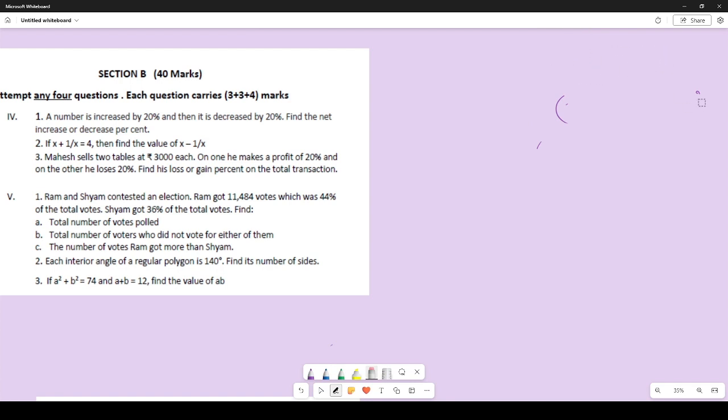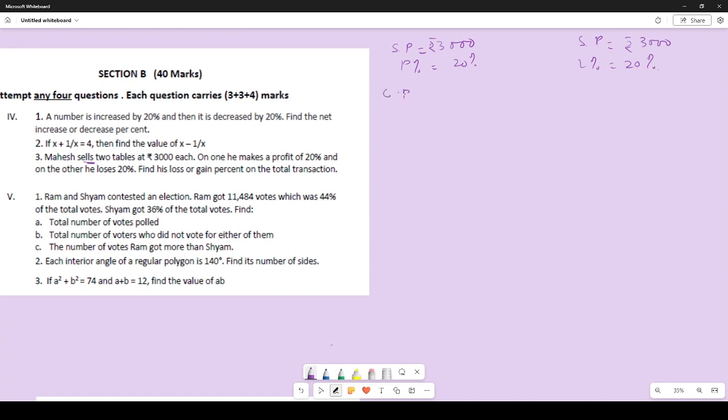So this is a very popular question because many students commit a very common error where they forget about the selling price. So let us take up these two tables. Selling price for one is 3000 rupees, and for the other one also it is 3000 rupees. Now in one the profit is 20%, in another the loss is 20%, right?